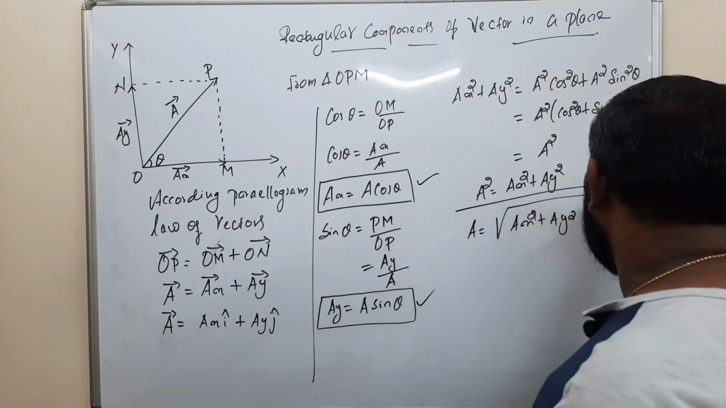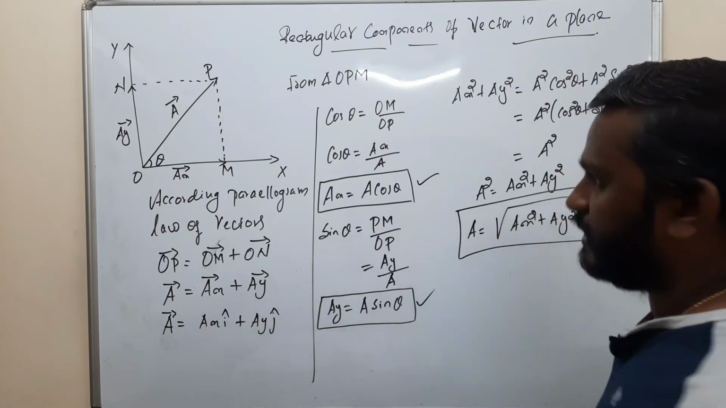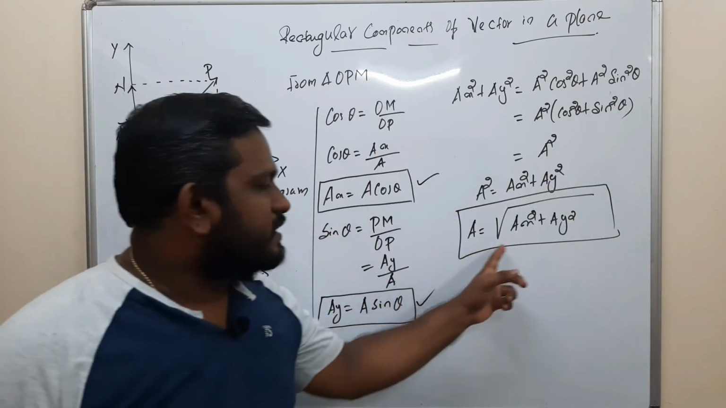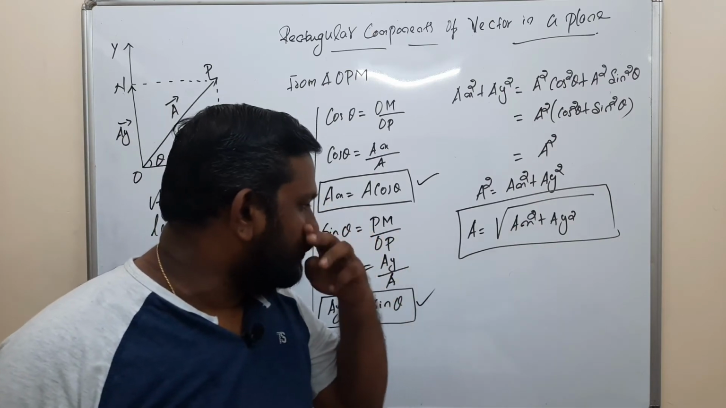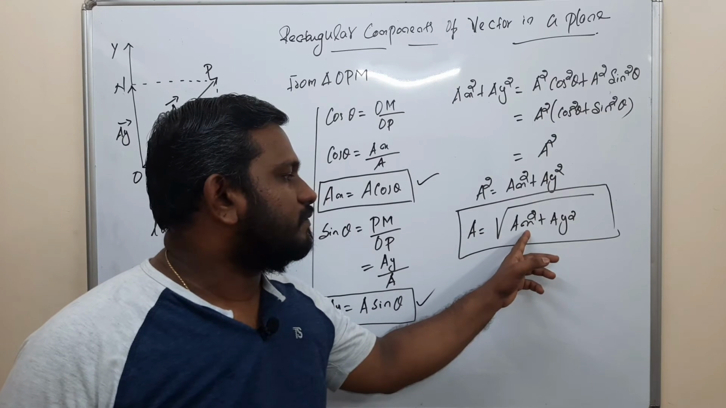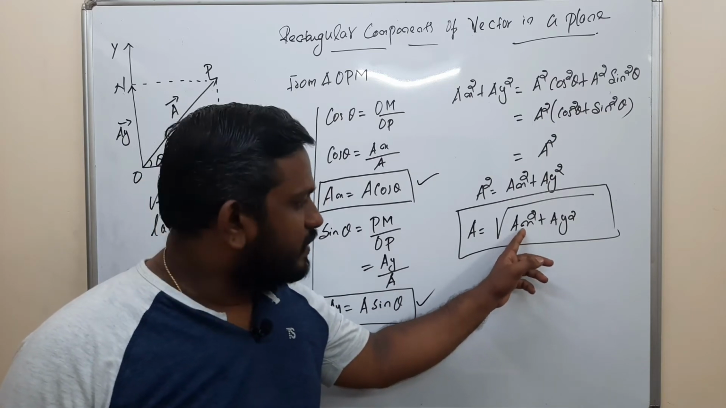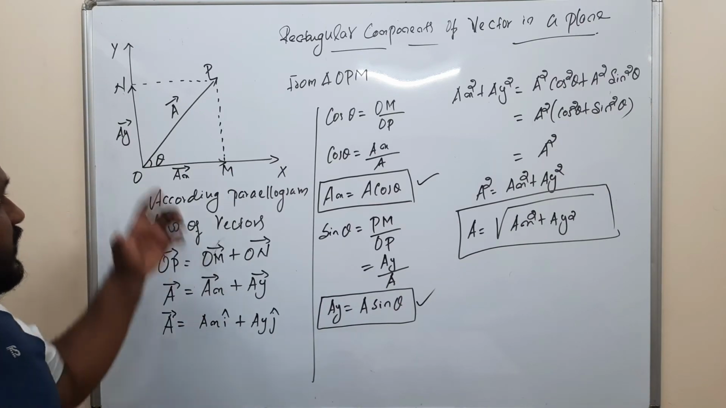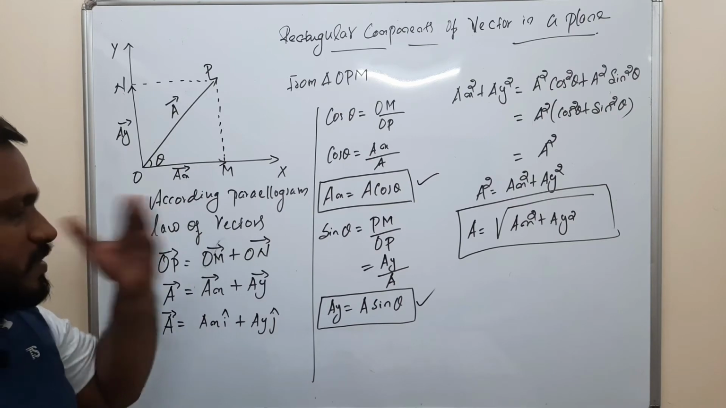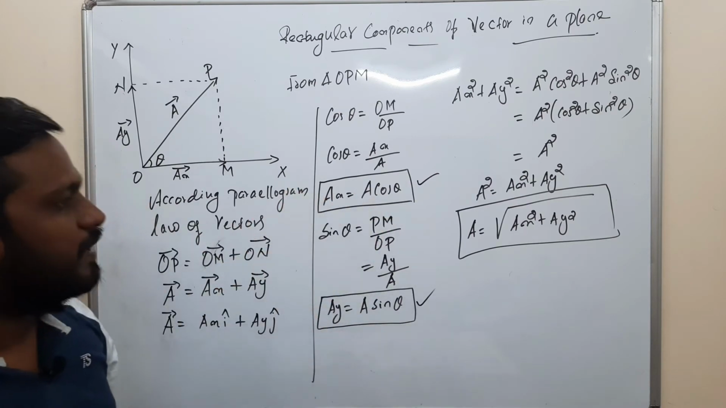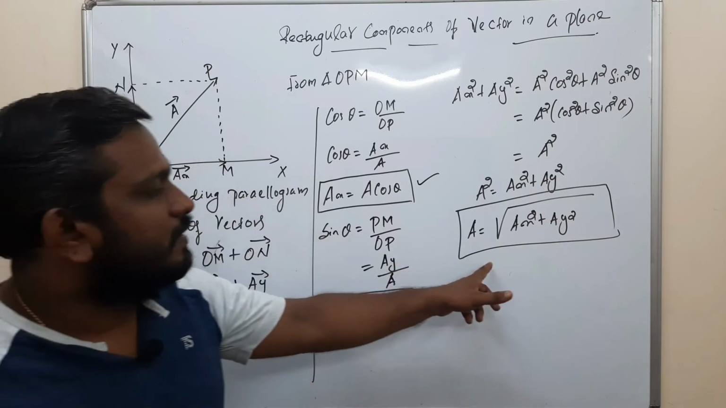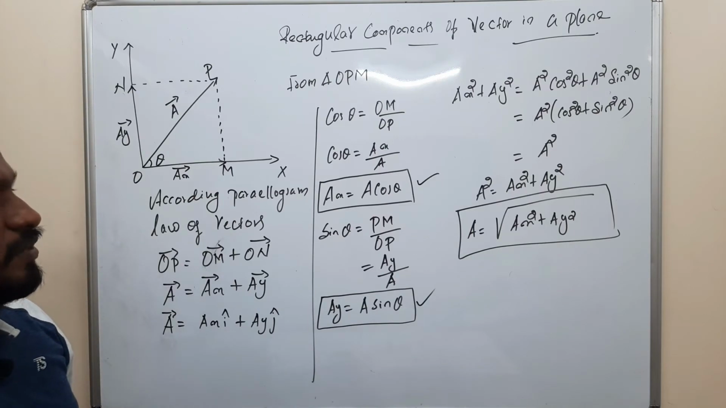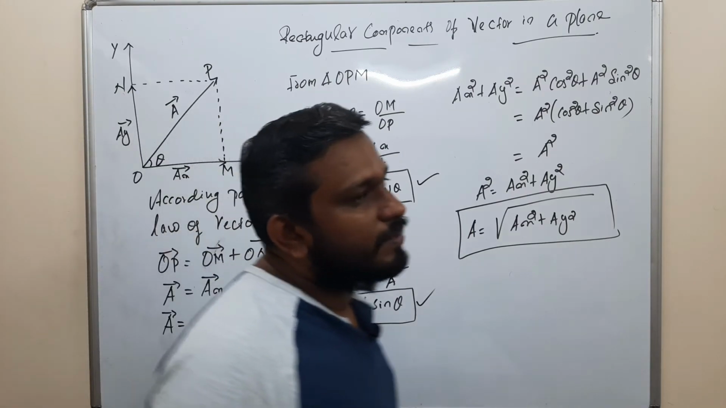That is a very, very important formula. That is the magnitude of this vector A. So the magnitude of this vector is the square root of the sum of the squares of the x component and y component. So if a vector is given, these are the things you have to know. This is the horizontal component, this is the vertical component, and the magnitude of the vector is A equal to the square root of Ax square plus Ay square.